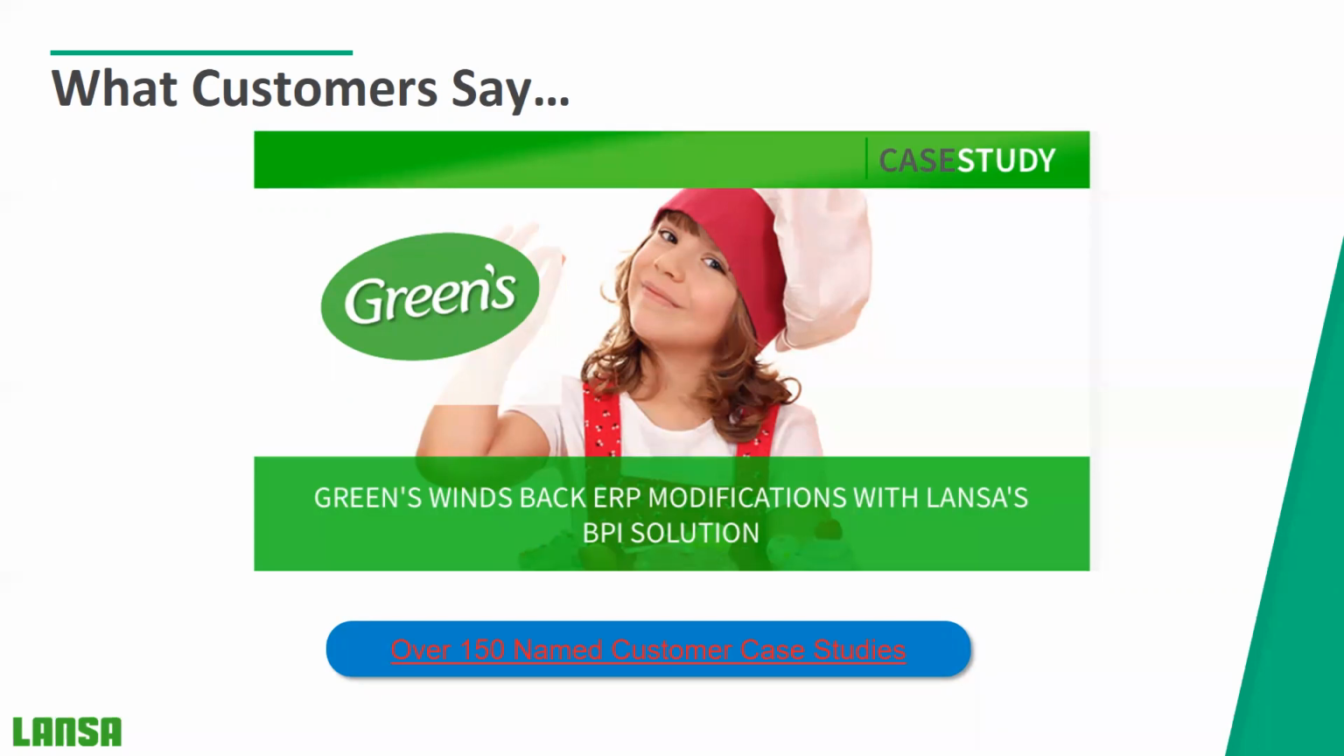And on our website, we've got 150 named case studies with examples like Stratec, who use LANSA modernization to improve their order picking process, and a lot of others as well.